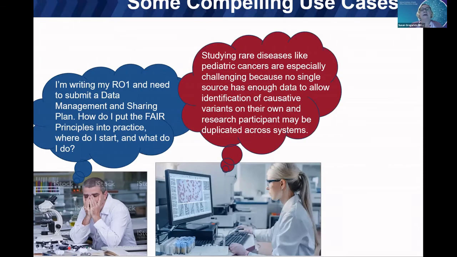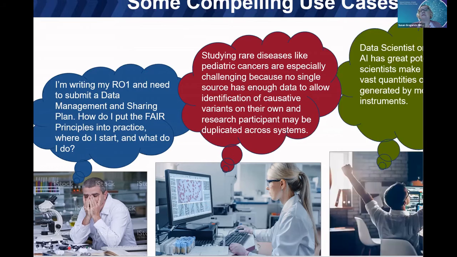But that's not enough. Most of our researchers are interested in diseases that require a large amount of data. For example, pediatric cancer is a rare disease. Finding enough of the data that can help identify causal variants is in itself a very challenging problem, and you'll hear almost immediately about our work to create interoperable resources for researchers. And finally, data science has great potential for artificial intelligence. Making sense of vast quantities of data being generated by modern instruments is, of course, a laudable goal for NIH.